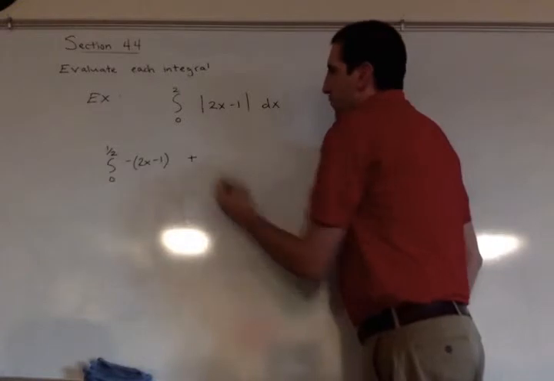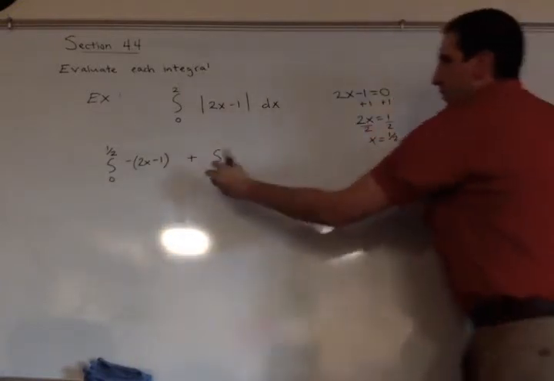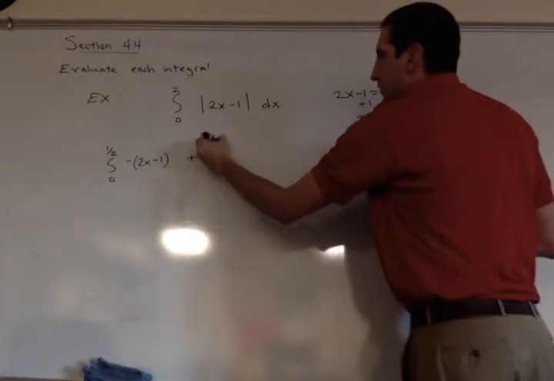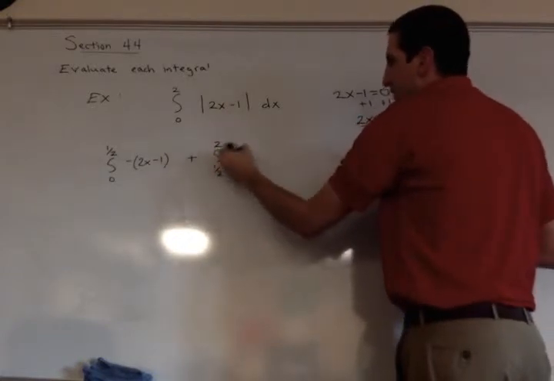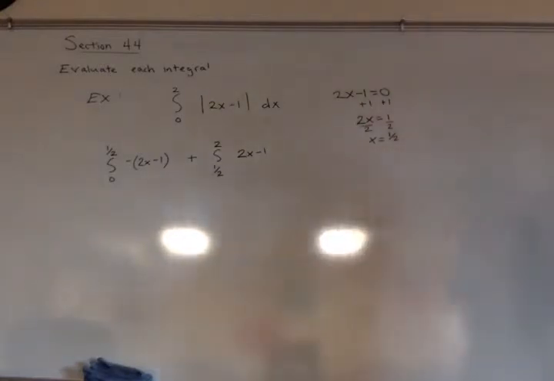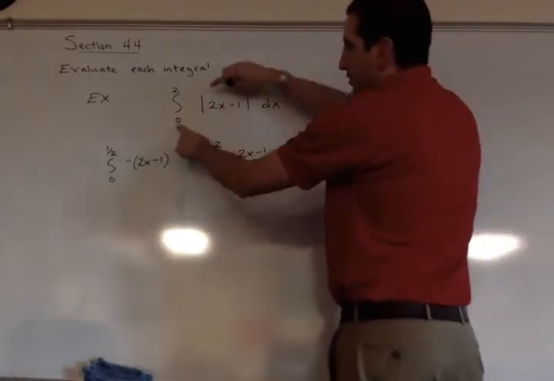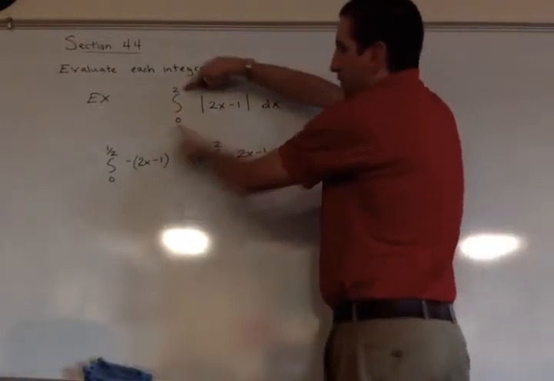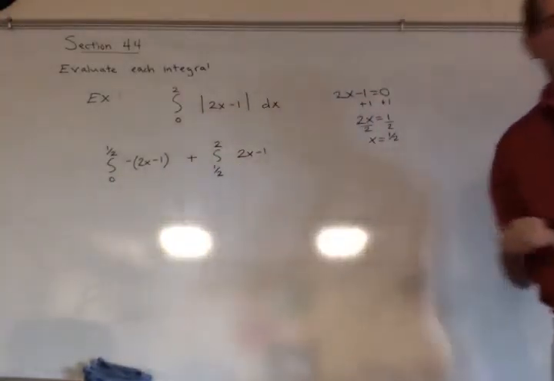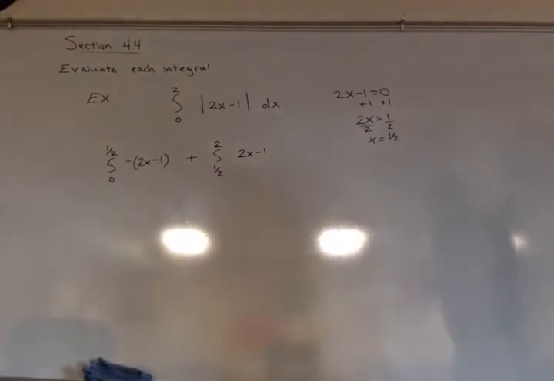We'll add to that then the integral. Notice our lower limit changes to that split value of 1/2 to 2. And then the absolute value part stays positive, 2x minus 1. Notice, even though we split this into two pieces, we're still covering the original interval from 0 to 2. Again, the first part switches to a negative. This becomes positive. It stays as 2x minus 1.